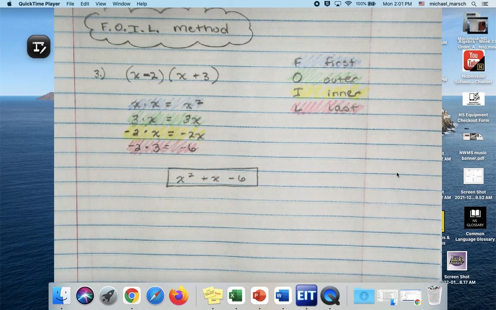Hey, color code, man. Get your color coding going. Make sure you color code. That's going to be your best friend right now.